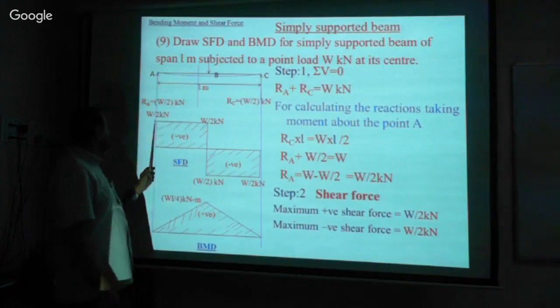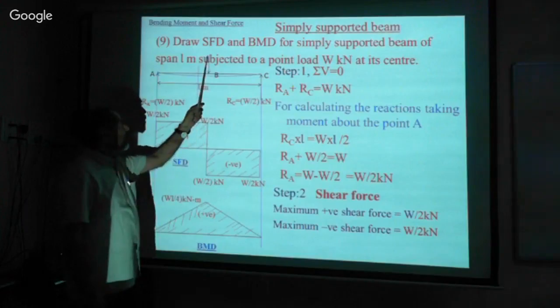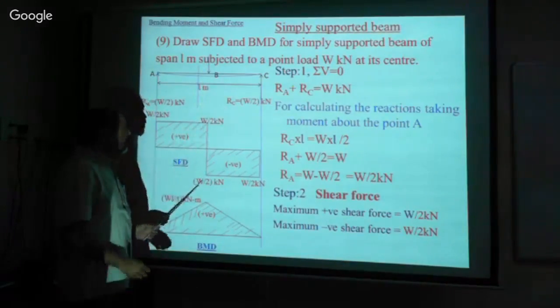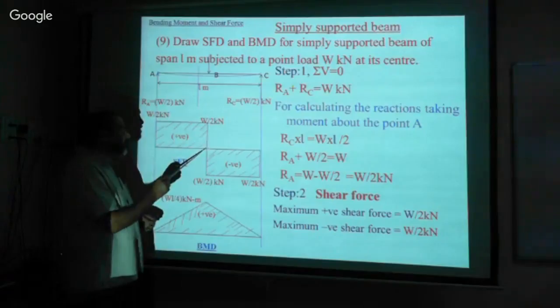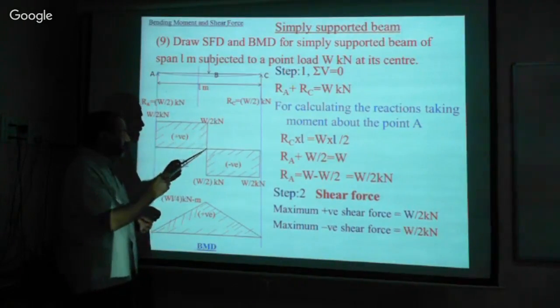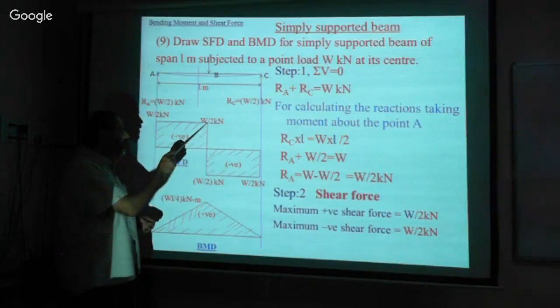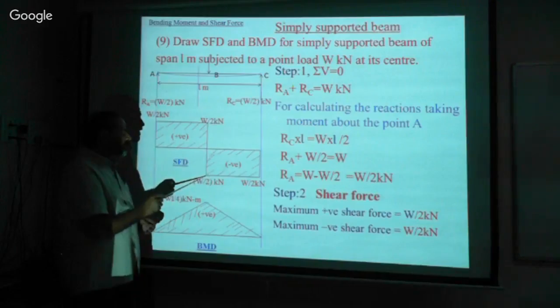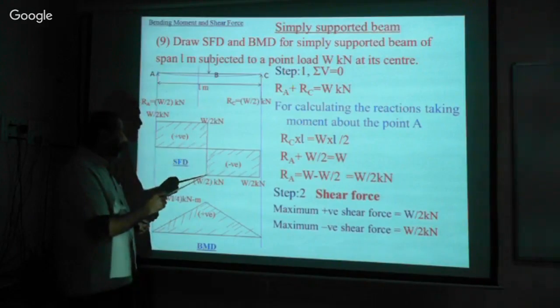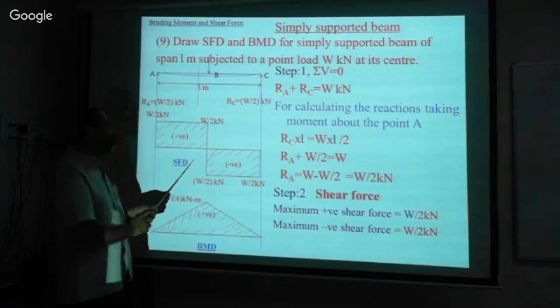We have gone up to W by 2 kilonewton and drawn this line, and at this point W kilonewton is acting downward. Therefore, from here draw the shear force line down by W: W by 2 is above the reference and W by 2 is below. This total drop is W kilonewton.